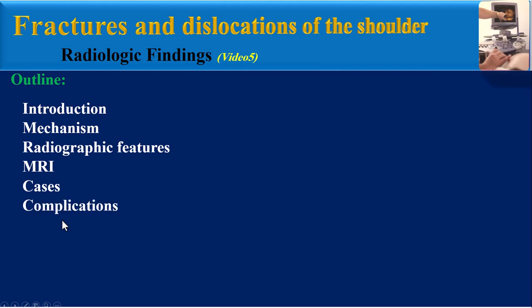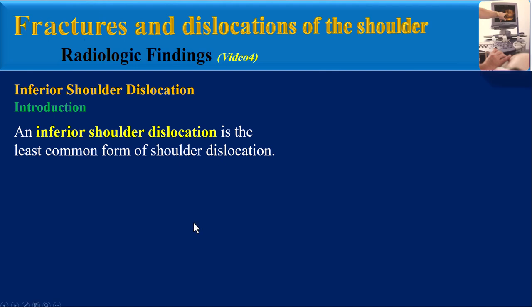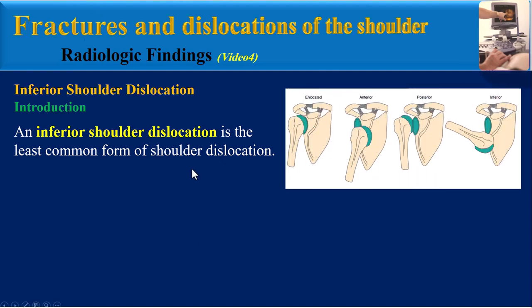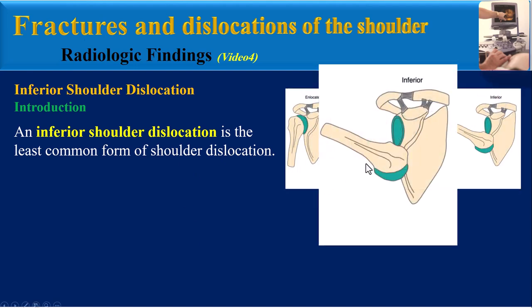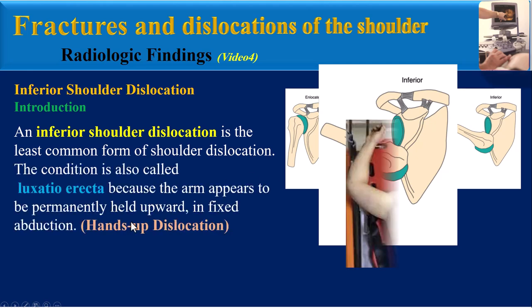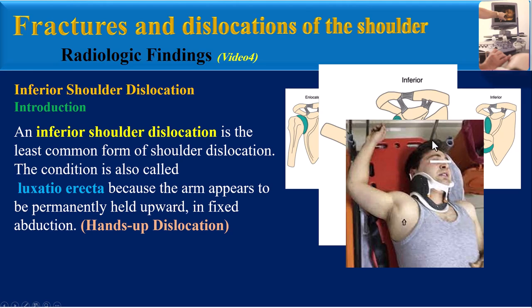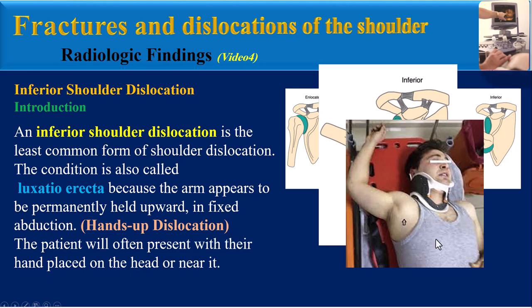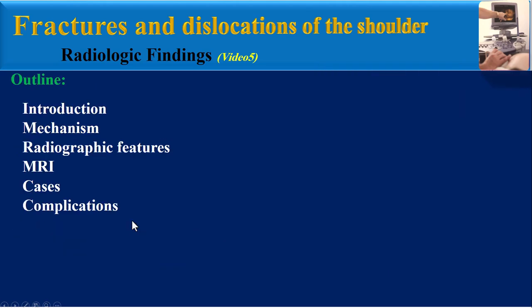At first, introduction. An inferior shoulder dislocation is the least common form of shoulder dislocation. The condition is also called luxatio erecta because the arm appears to be permanently held upward in fixed abduction. It's also famous as hands-up dislocation because the patient will often present with their hand placed on the head or near it.